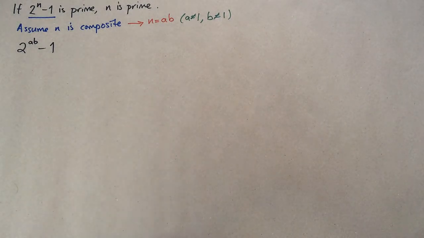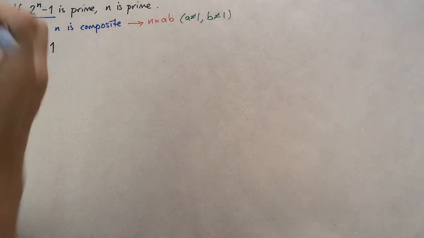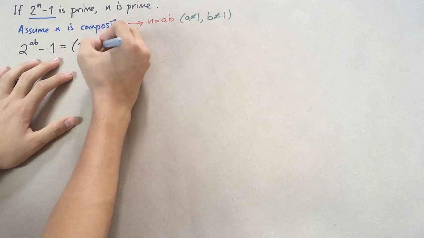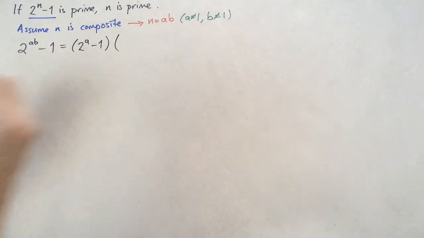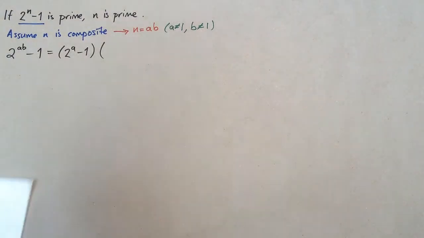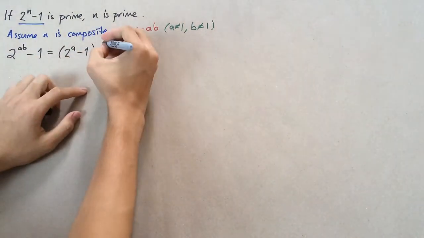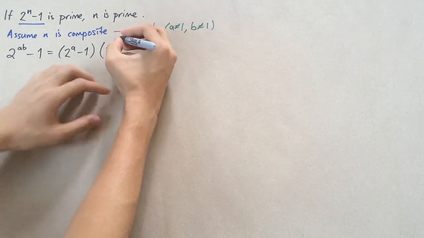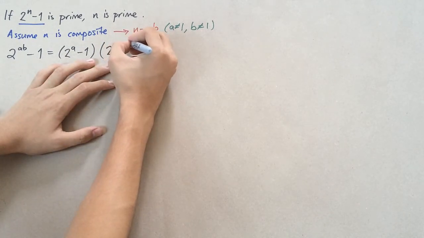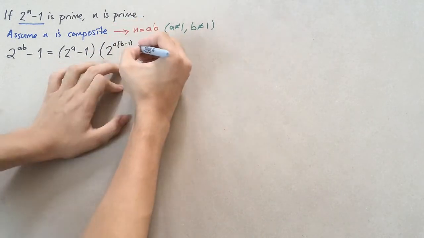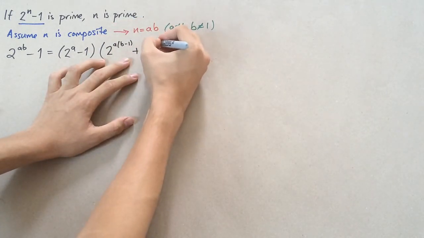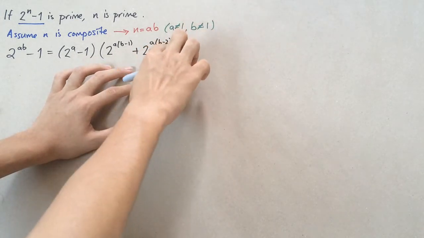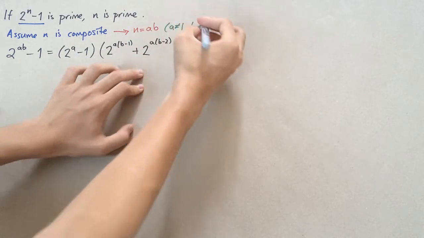So I'm going to take out a 2 to the power of a minus 1. And what fills this bracket? This is what fills the bracket, right? It's going to be 2 to the power of a times b minus 1, plus 2 to the power of a times b minus 2, all the way down until the whole thing in the bracket becomes 1 and then becomes 0.